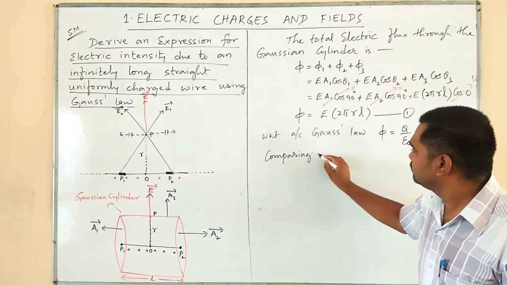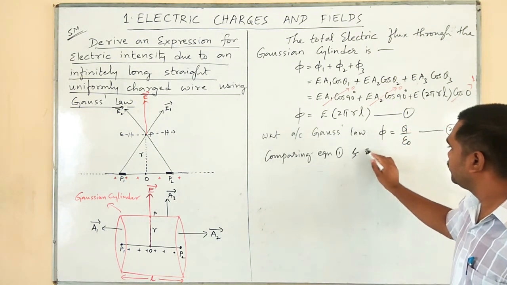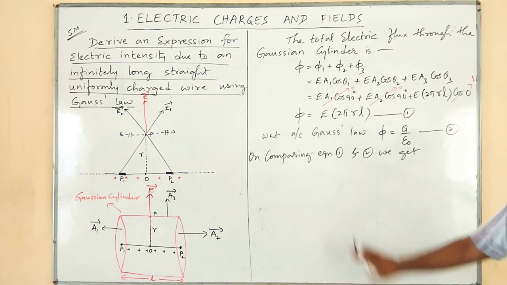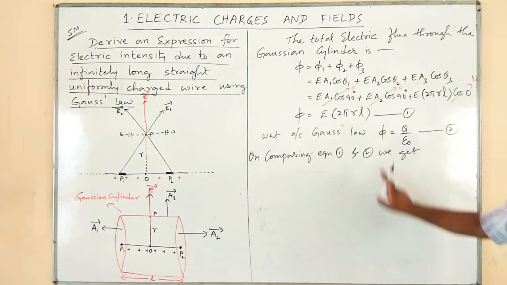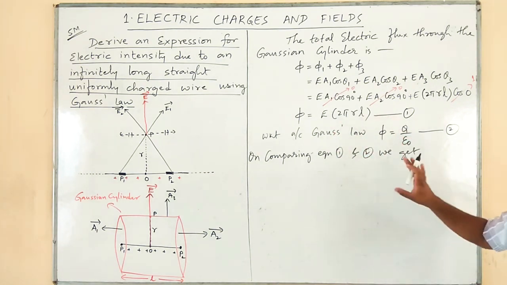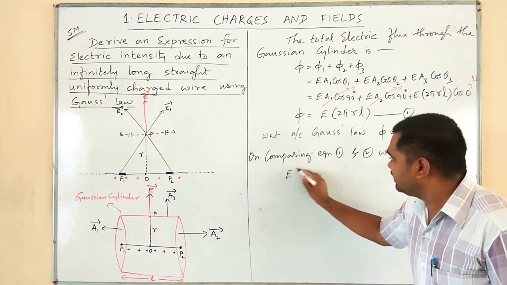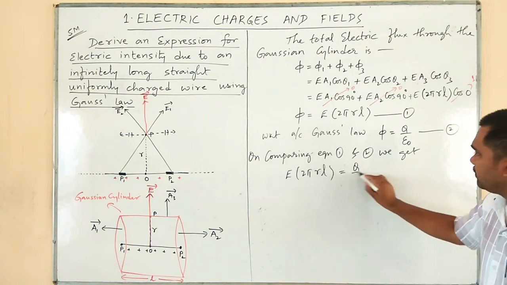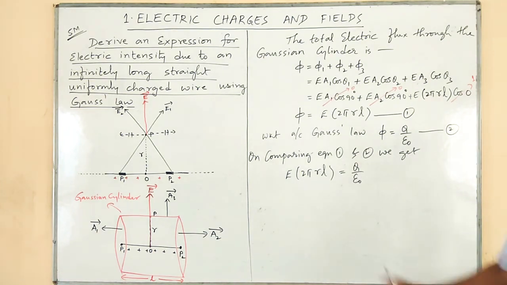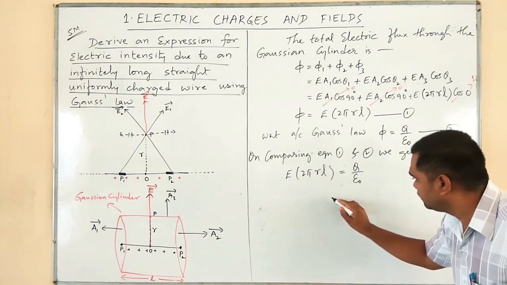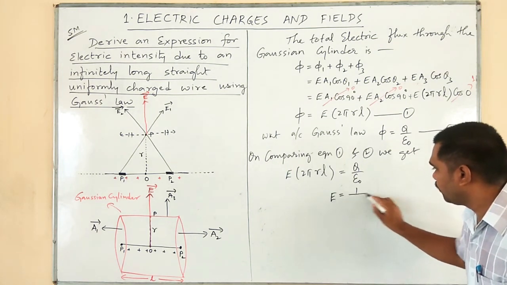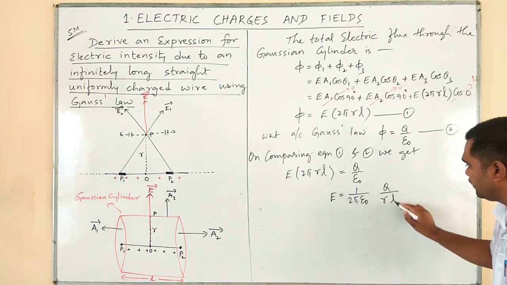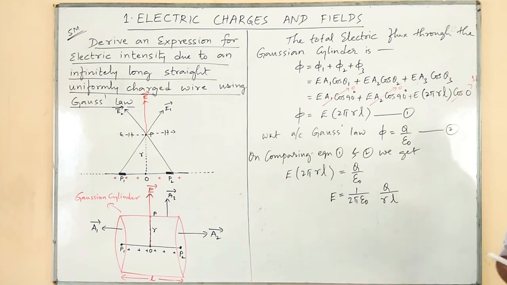Comparing equation 1 and 2, we get, see, LHS are the same, therefore RHS has to be the same, therefore E into 2 pi RL is equal to Q divided by epsilon naught. On rearranging the terms, we get E is equal to 1 by 2 pi epsilon naught Q divided by R into L, isn't it? Okay, fine.